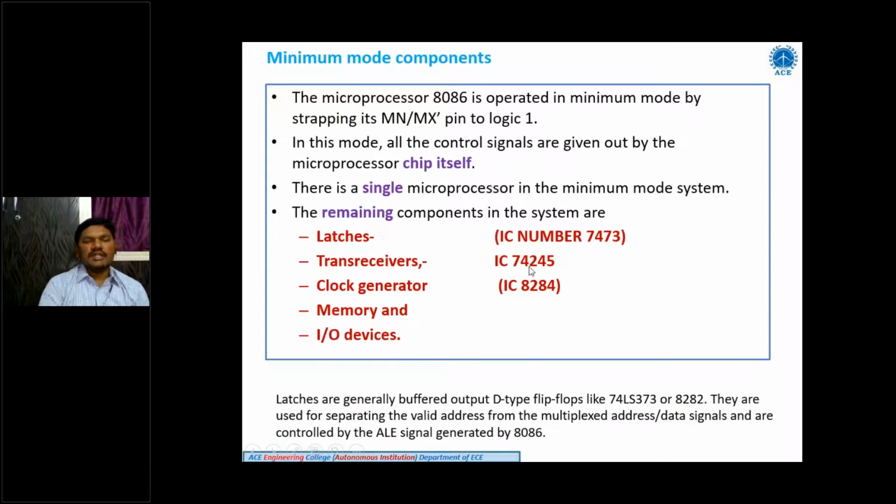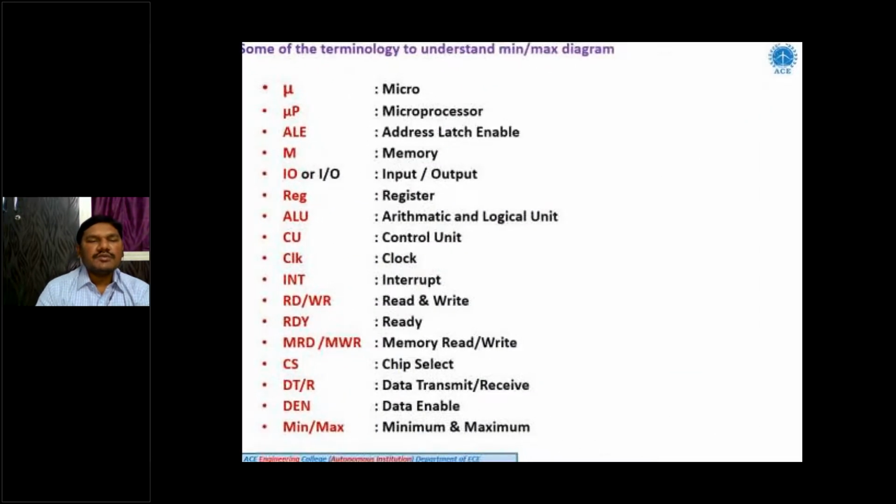So what are latches? Latches are generally buffered output D type flip-flops. Latches and flip-flops are called memory storage elements, as we have studied in digital, and they are used for separating the valid address from the multiplexed address or data signals and are controlled by the ALE signal. ALE stands for address latch enable, and one latch can store 8 bits of data. So here we have 20 address lines, so in total we need 3 latches.